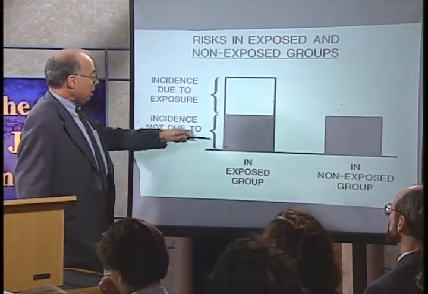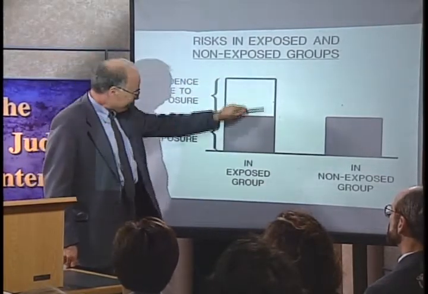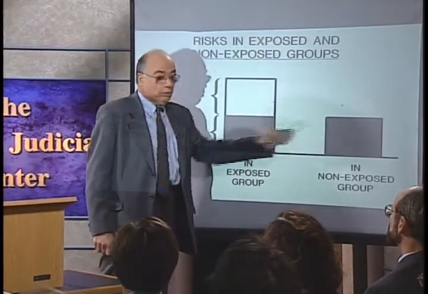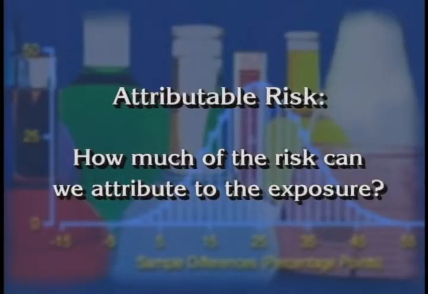If we want to calculate how much of this risk is due to the exposure, we would take the total risk in the exposed group, and subtract from it the risk in the non-exposed group. This would be the attributable risk. This would tell us how much of the risk we can attribute to the exposure. The attributable risk has taken on meaning in the courts because it has been suggested that an attributable risk greater than 50% could be equated with more likely than not that a specific exposure caused the disease. This is extremely controversial and complex and is discussed in more detail in the chapter in the reference manual.